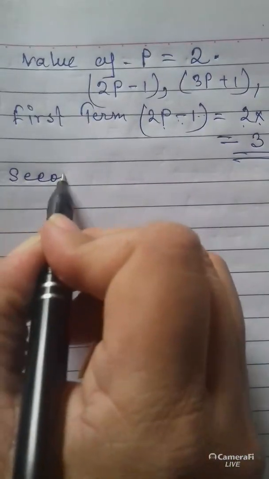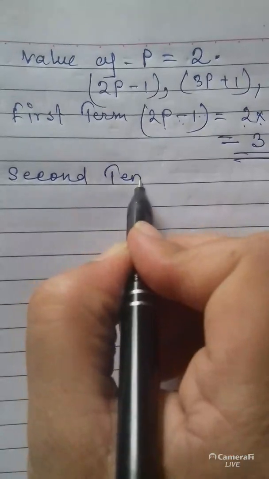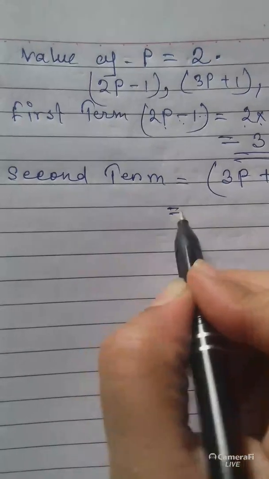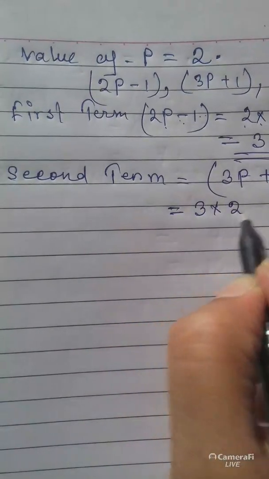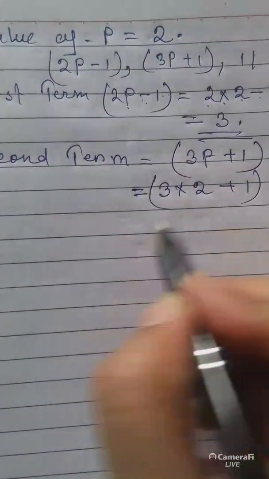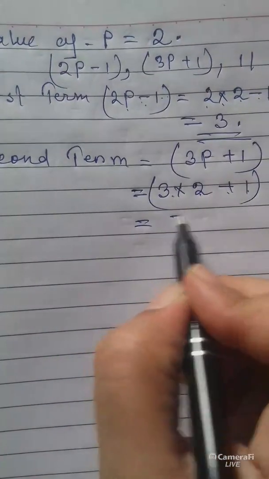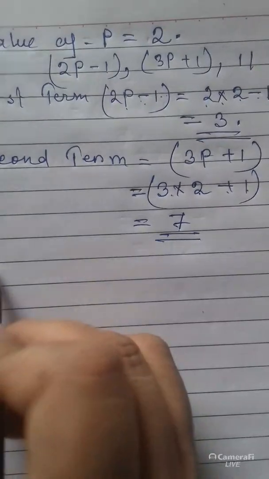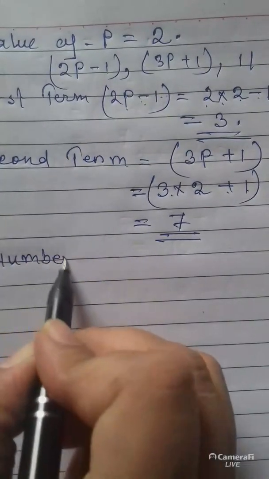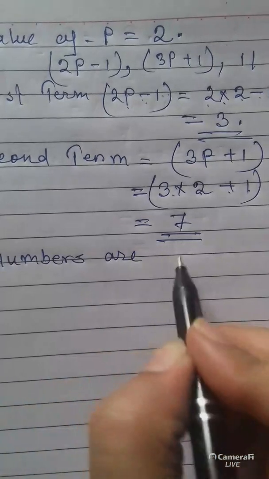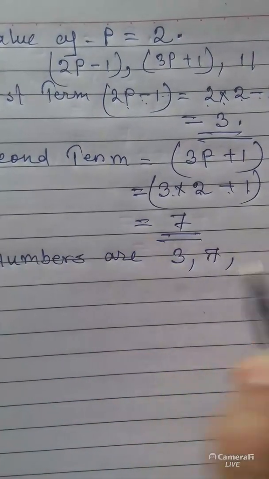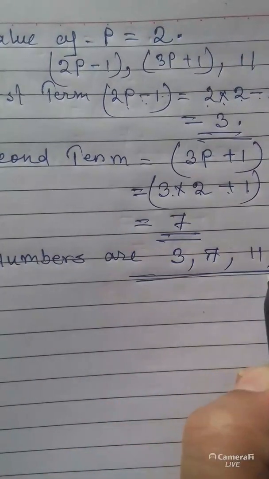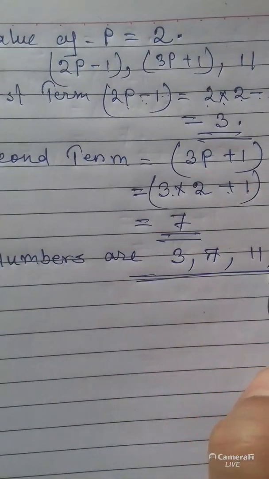Now second term. In AP, second term equal to 3P plus 1. Put the value of P, P means 2. 3 into 2 plus 1. 3 into 2 means 6 plus 1, 7. Second term equal to 7. Therefore, numbers are 3, 7, 11. This is the answer. Numbers are 3, 7 and 11.